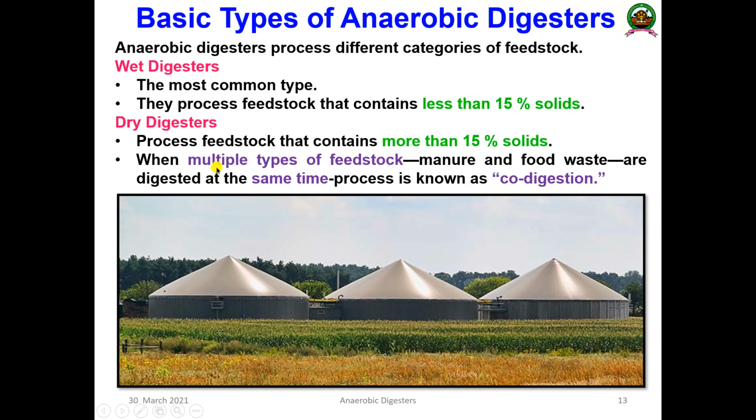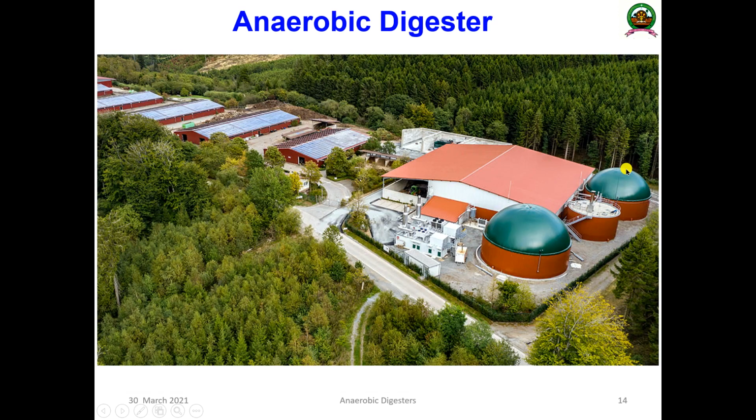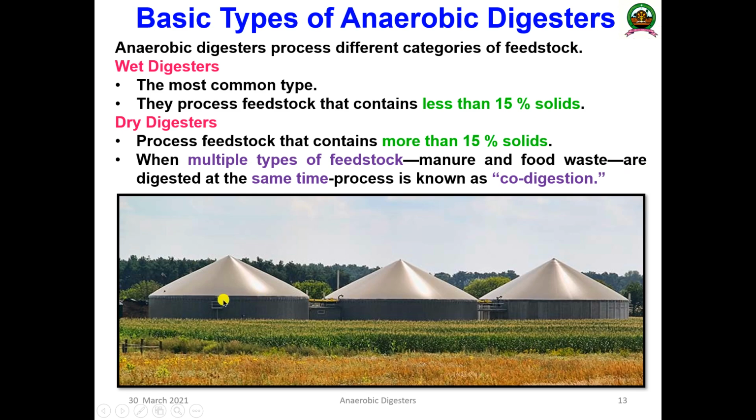When multiple types of feedstock, such as manure and food waste, are digested at the same time using the same process, that is known as co-digestion. Then here you can see an anaerobic digester that is commonly situated and commonly used for the digestion process.